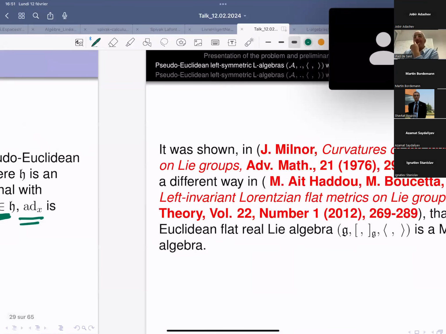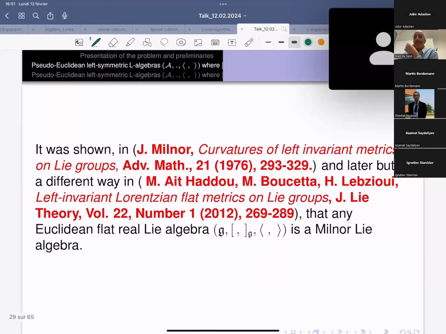In this paper, John Milnor proved that a Euclidean flat real Lie algebra is a minor Lie algebra. So for this reason, we call this type of Lie algebra, or flat Lie algebra, minor Lie algebra. Okay.